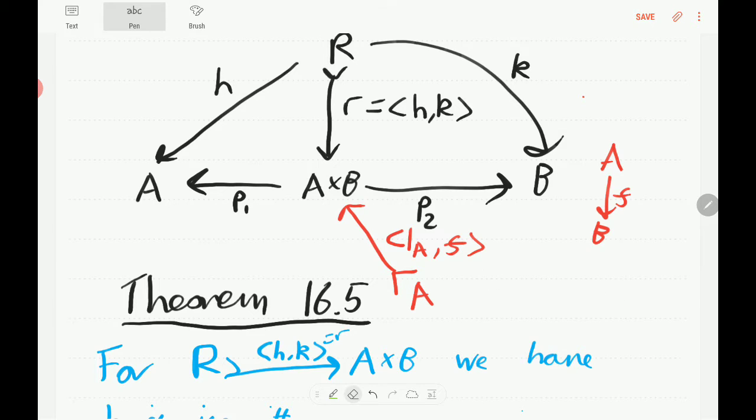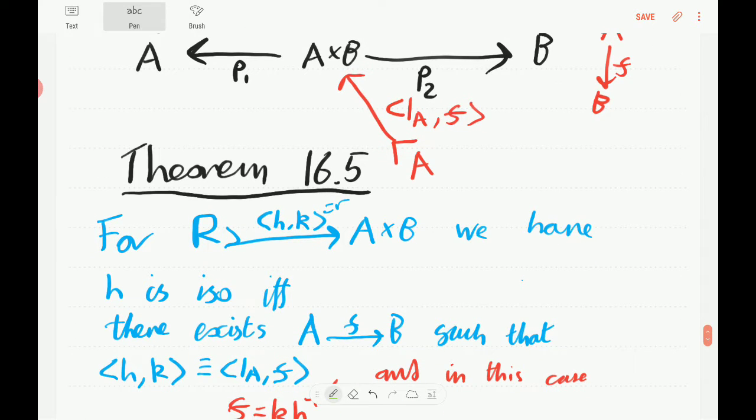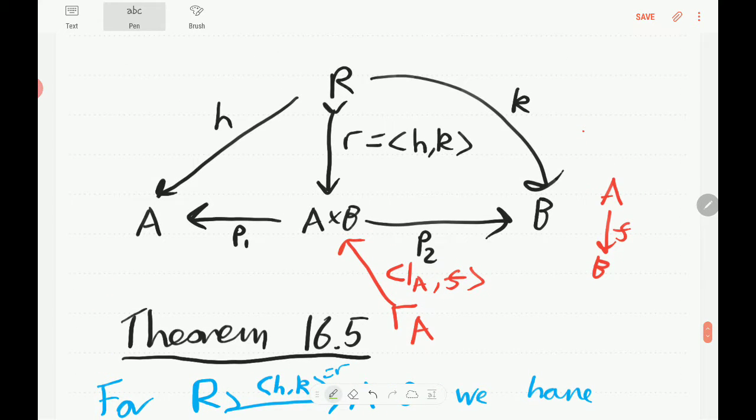But to get there, this is an important result that we want to get our heads around: theorem 16.5 from McLarty. What it says is that, suppose we have a relation R, so a subobject R of A times B. Then the question that this theorem deals with is, when does this subobject R look like the graph of some arrow?